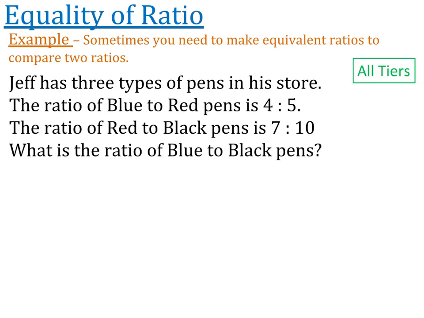All right, here is an example for you to try. I'll read it to you and then I want you to have a go at it and then I'll give you the answer. Jeff has 3 types of pens in his store. The ratio of blue to red pens is 4:5, and the ratio of red to black pens is 7:10. I would like you to find out what is the ratio of blue to black pens.